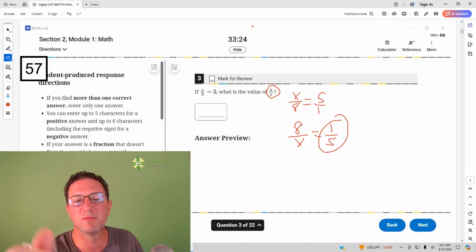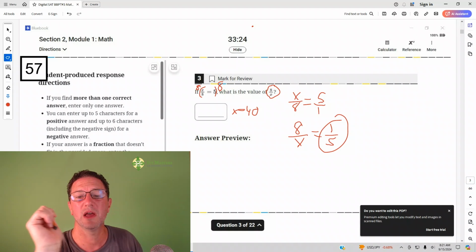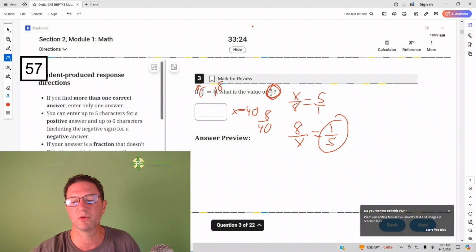I know that most students will multiply both sides by 8, and then they get x equals 40. But then they might forget and just bubble in 40 and move on. They've got to plug it back in over here. Now it's 8 over 40, and it will reduce to 1 over 5.